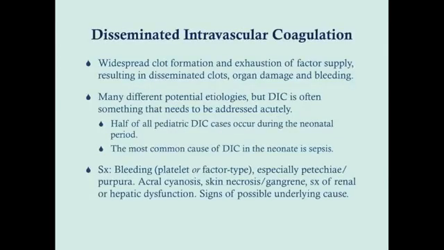Okay, so this is something totally different. So disseminated intravascular coagulation is something you should be aware of no matter what field you practice in, because you can very easily see it no matter what you're doing. So this is widespread clot formation and exhaustion of factor supply, which results in disseminated clots, which leads to thrombosis and ischemia to various organs. But it also leads to bleeding because you exhaust the factor supply and the platelets as well.